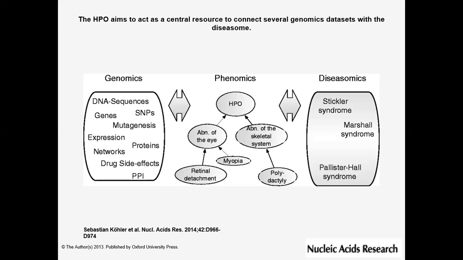In genomics, we will have the DNA sequences, genes, SNPs, variants, their expression, their proteins, and the network of different proteins. And in phenotypes, we will have, for example, the eyes and the skeletal system. In the eyes also, we will have different variations and different diseases. In the skeletal system also, as I mentioned, polydactyly. How these phenotypes are associated with the genomics, together, is known as disease omics. Disease omics means doing the association between genes and genomic variants with the phenotypes, which gives rise to the association: yes, this particular gene variation is involved in this disease.